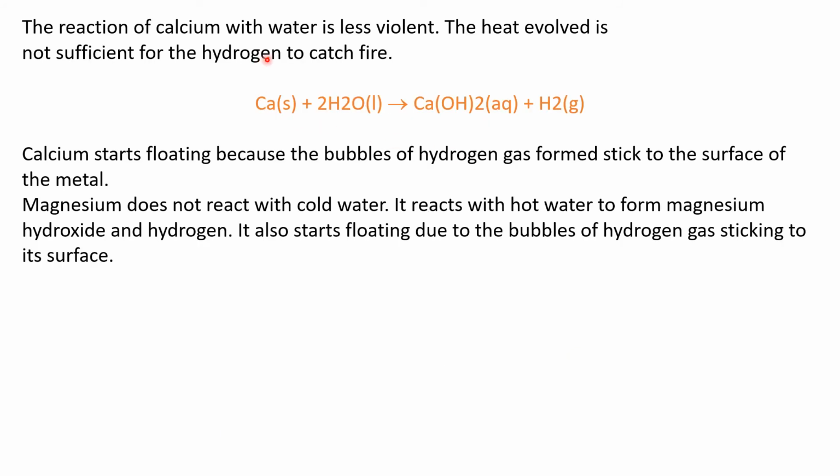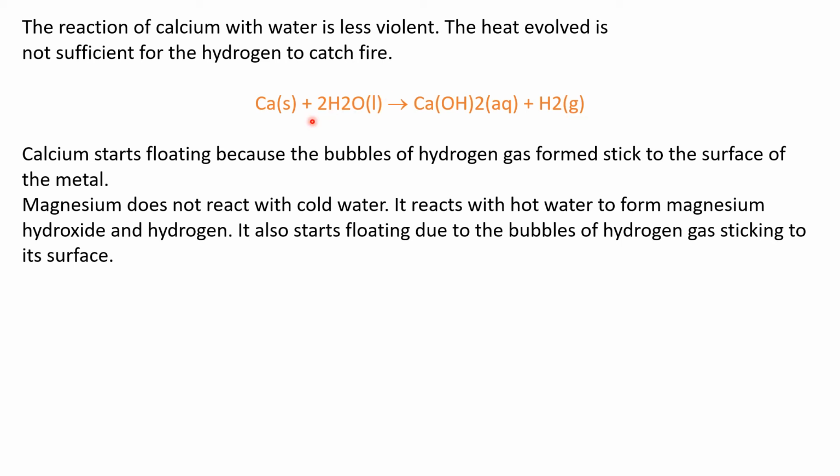The reaction of calcium with water is less violent, meaning it is less reactive with water. The heat evolved is not sufficient for the hydrogen to catch fire. So during this reaction, some amount of hydrogen gas is released. When a metal reacts with water, it forms the respective metallic hydroxide and hydrogen gas is released. For example, calcium, when it reacts with water, forms calcium hydroxide and hydrogen gas. The evolved hydrogen gas cannot catch fire because the heat evolved is not enough.